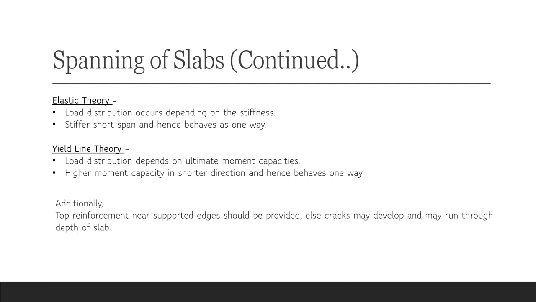But additionally, we need to provide top reinforcement near the supported edges. This is because the slab is supported over shorter edge, and there is tendency of load on slab to get transferred to the nearer support, which causes tension at the top. If we do not provide top reinforcement, then a crack may develop and may run through the depth of slab. Therefore, minimum steel should be provided at top to avoid this cracking.